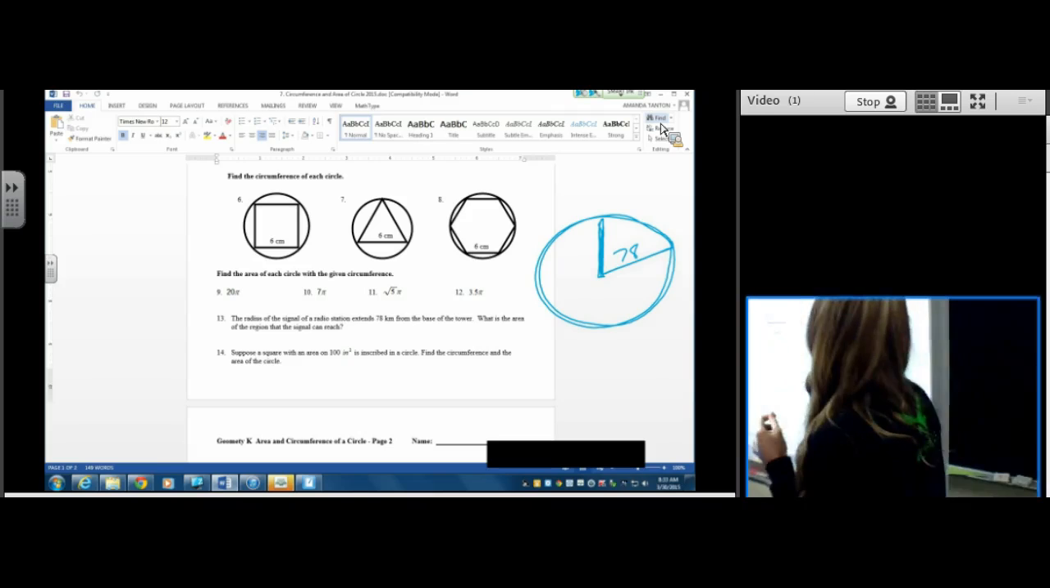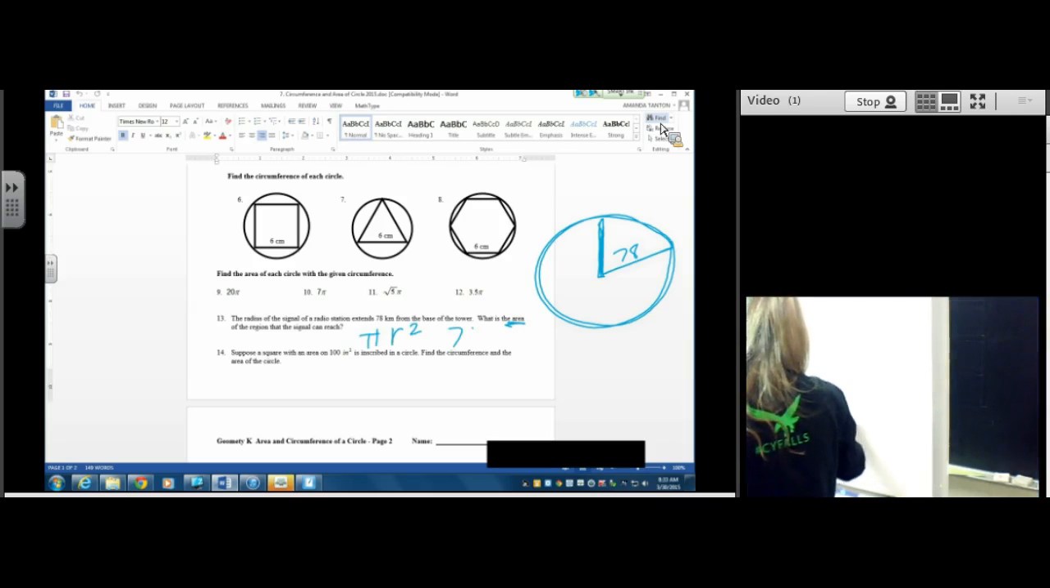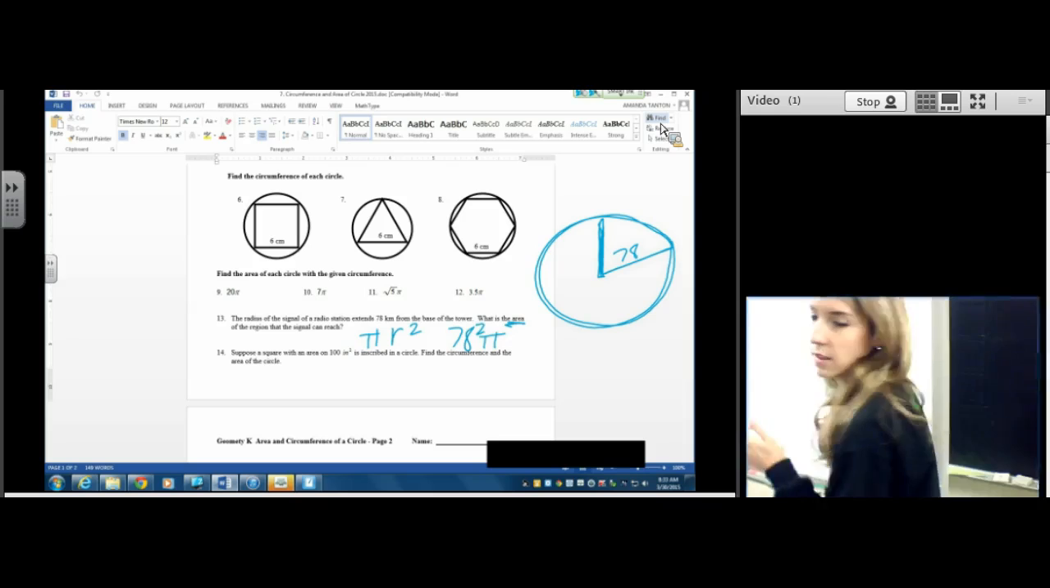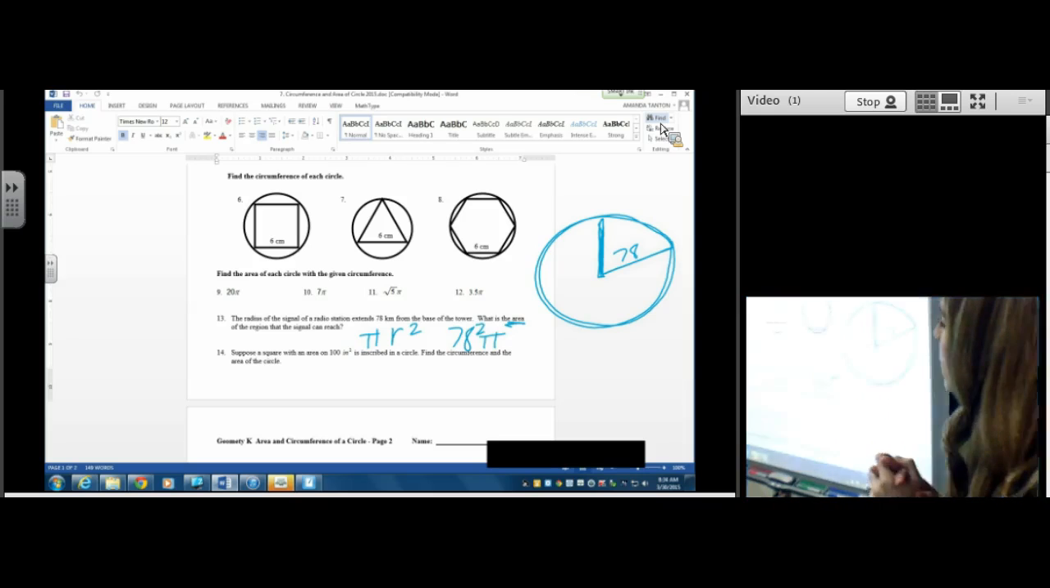What's the area of the region? It's just pi r squared. So you just have to square 78 and multiply that one by pi. Area was the key word there.